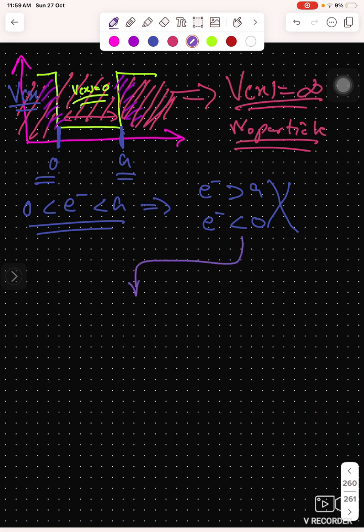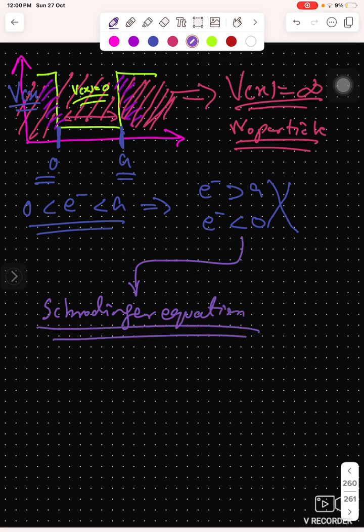Now we will use the Schrödinger equation, but not the old one, a new one. It will be a little complex. There are many ways to understand this model, but I will go with this method. The Schrödinger equation will be there.